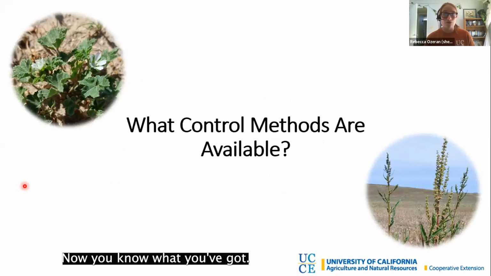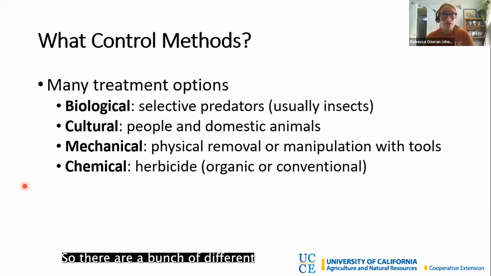In theory, now you know what you've got. Now, what are you supposed to do? How do you know how to control this plant? So there are a bunch of different treatment options. I've got 4 categories listed here that you'll see if you use the book that Davey shared. Biological options are usually insects that are selective predators, meaning that they seek out a specific kind of plant to eat or to lay their eggs on, and they can be used as a really targeted control option.